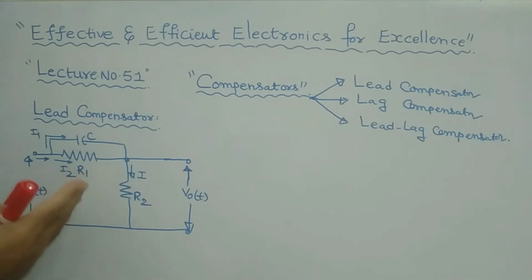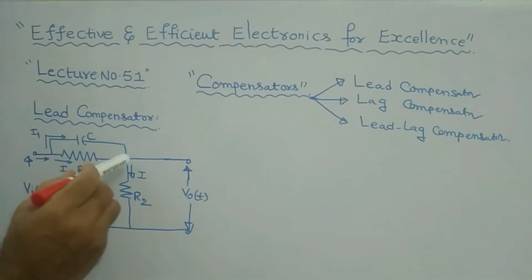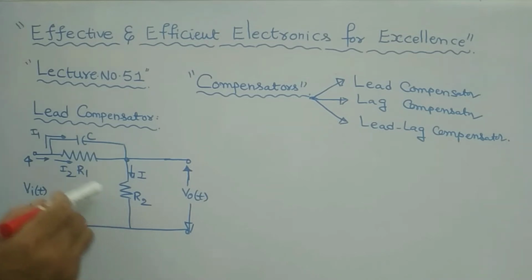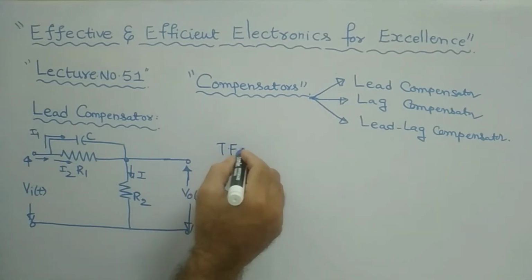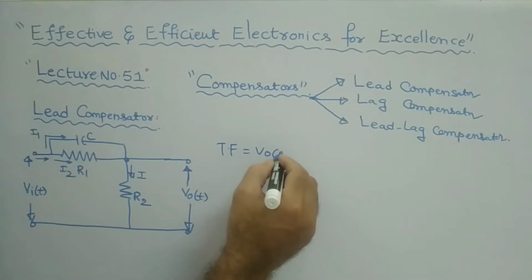If you take the circuit, it will be like this. There is a resistor R1, with a capacitor C connected across it, and another resistor R2 in parallel. If you connect a circuit in this way, it acts as a lead compensator. In this presentation, I would like to explain how to find the transfer function of this compensator. The transfer function, TF, is equal to V naught of S by Vi of S.